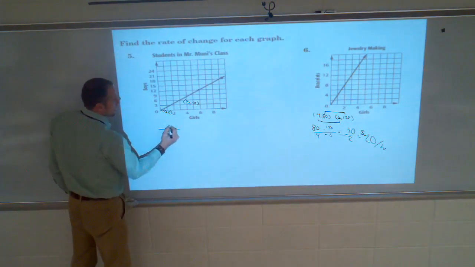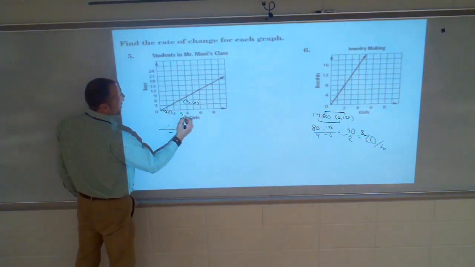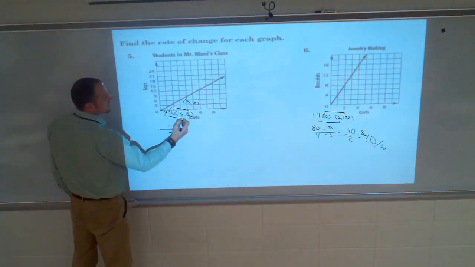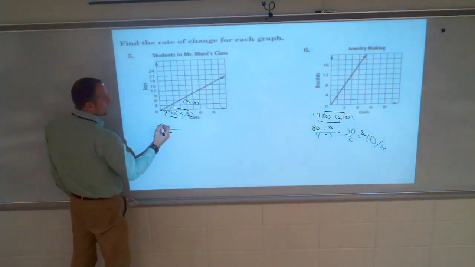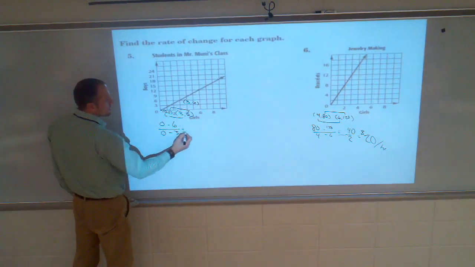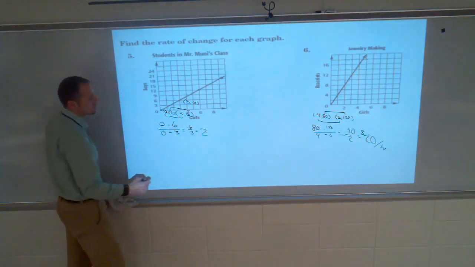So now I can use my slope-o-matic. 0, 0, and 3, 6. Y's go on the top, X's go on the bottom. So 0 minus 6, 0 minus 3. This is going to be negative 6 over negative 3, which is a positive 2.